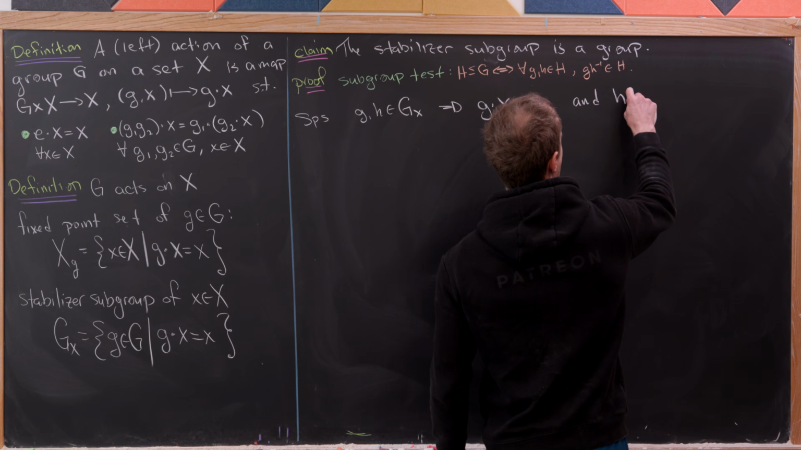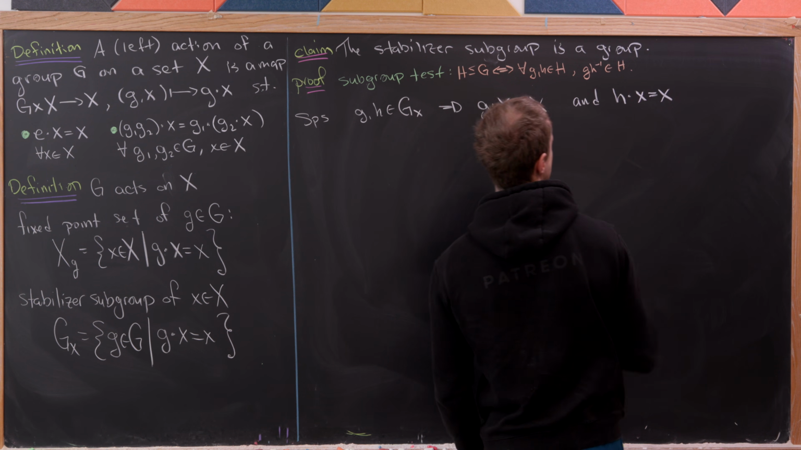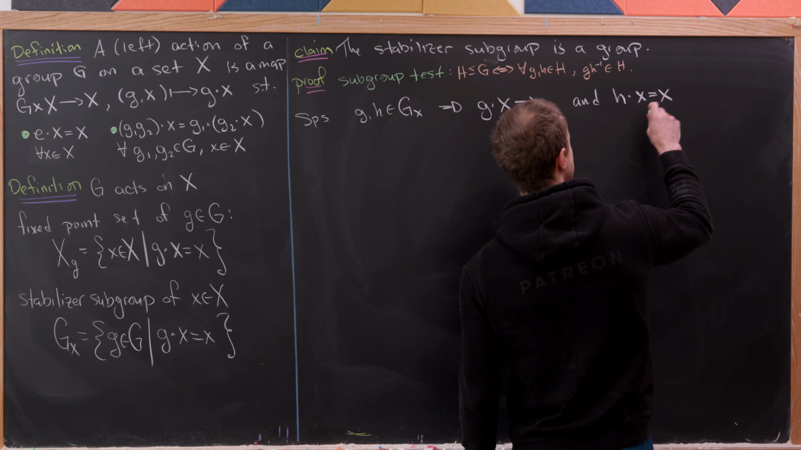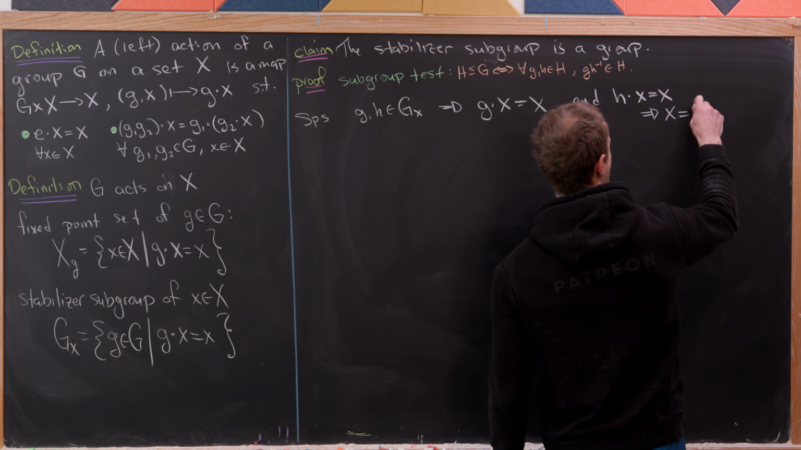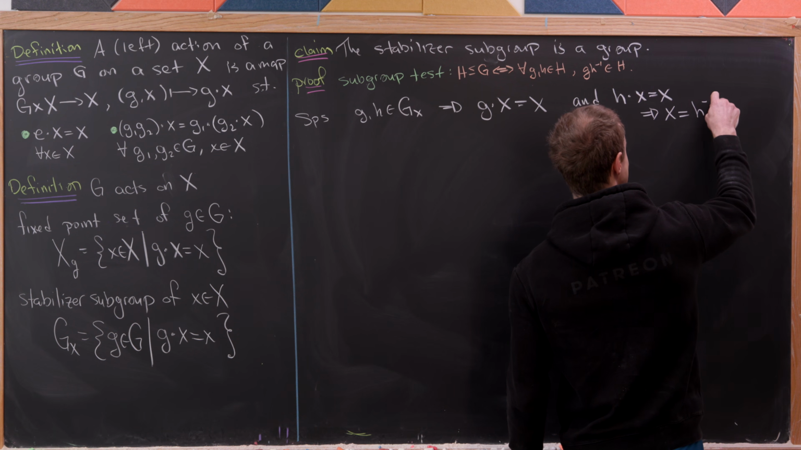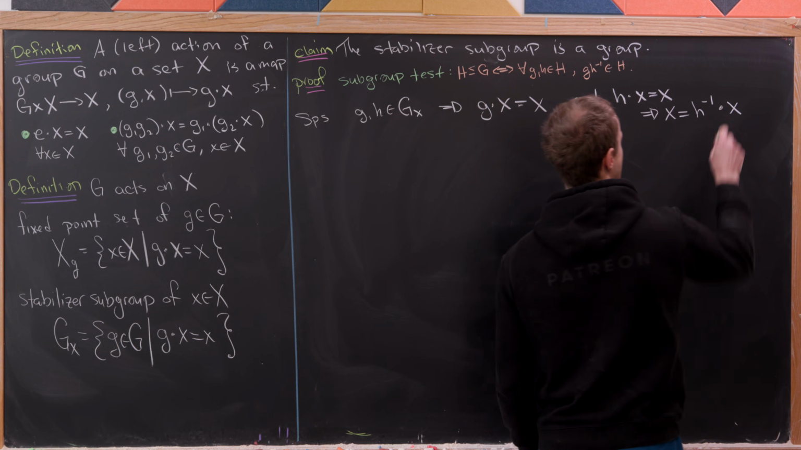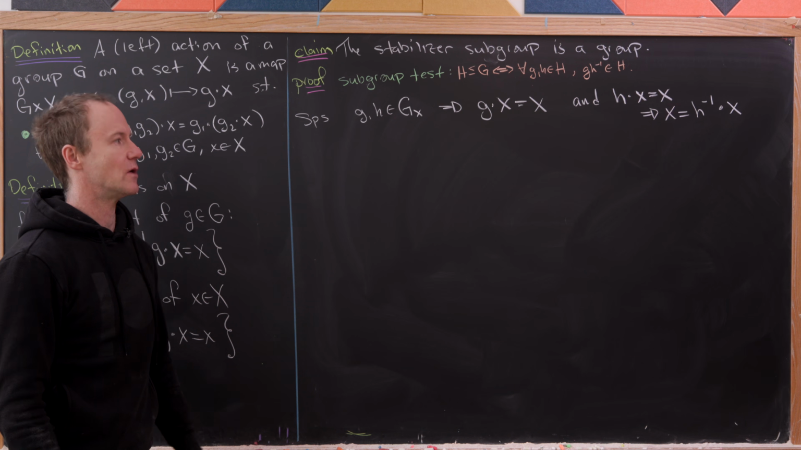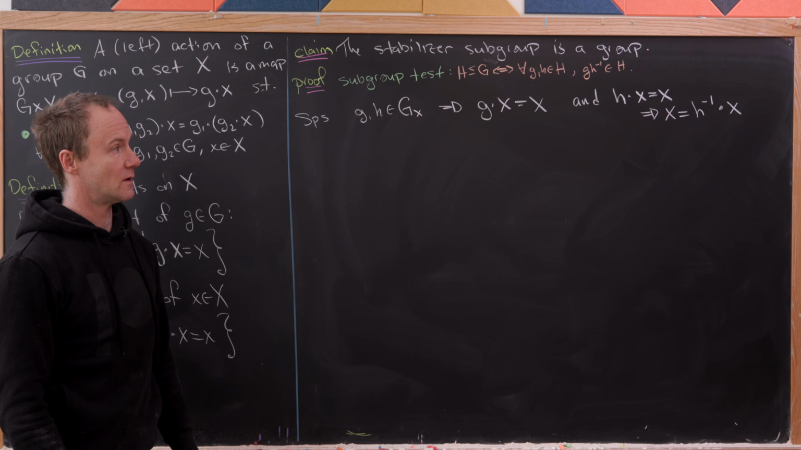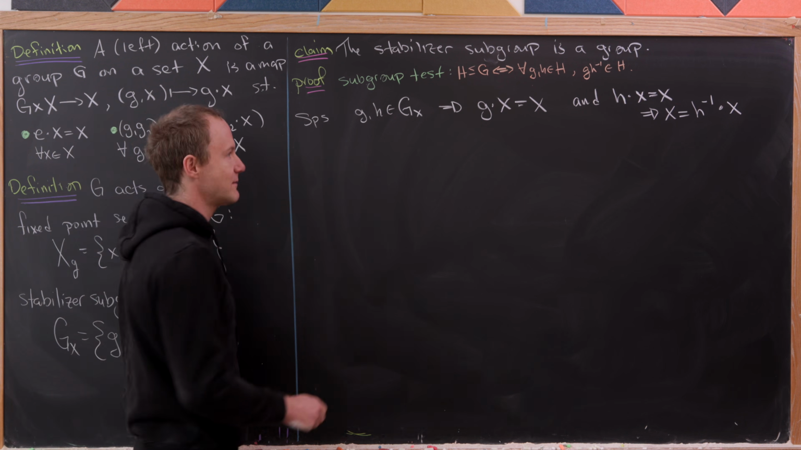And it tells you that h dot x is also equal to x. But notice if h dot x is equal to x, we immediately see that x is equal to h inverse dot x, just by applying h inverse dot to both sides, if you will. Okay, cool. And now we're pretty much done.